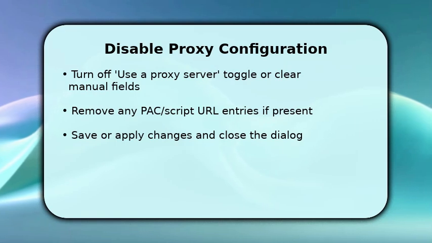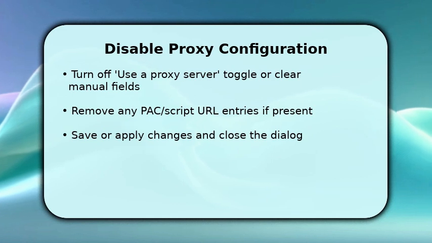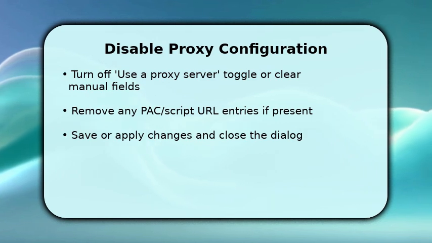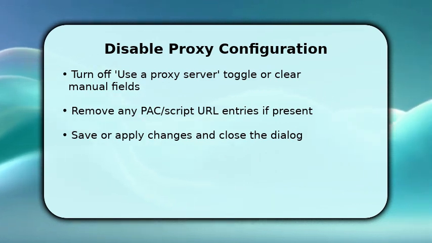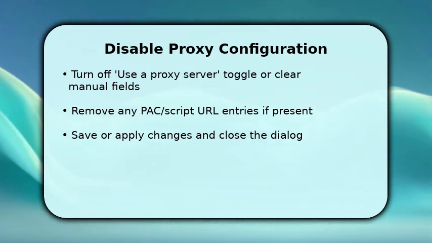Now you focus on turning the proxy off. If there's a use a proxy server switch, toggle it off. If manual host and port fields are filled, clear them and set to blank. If a PAC or automatic configuration script URL is present, remove it or disable auto-detect as appropriate. Make sure to click Save or Apply so settings take effect.